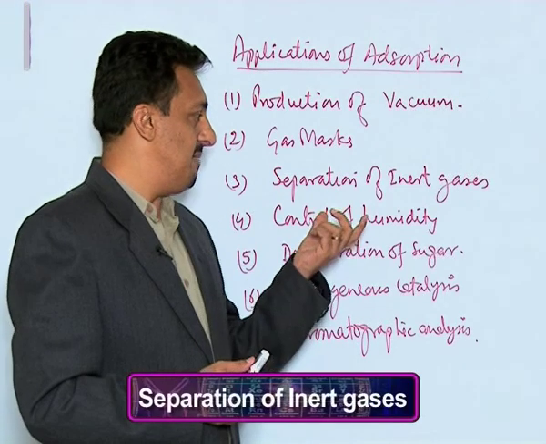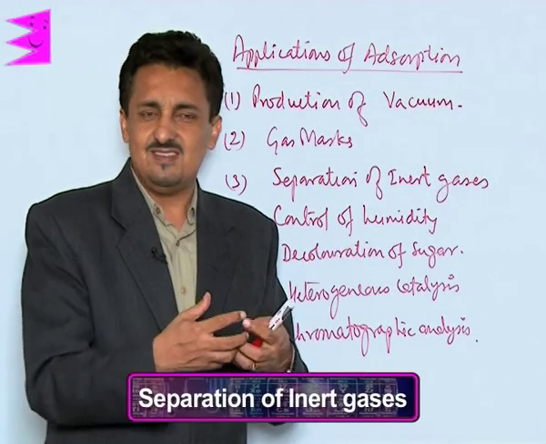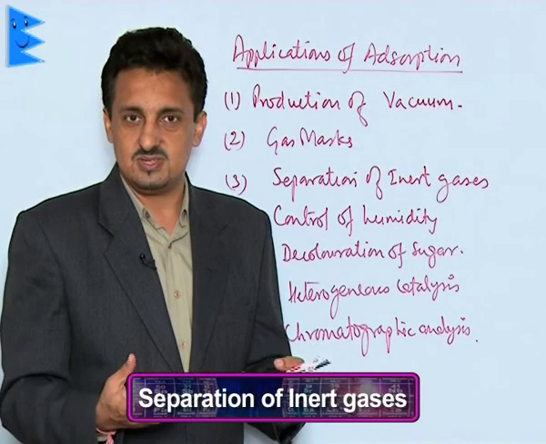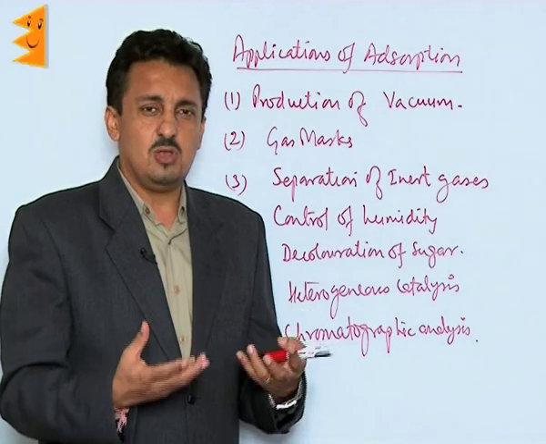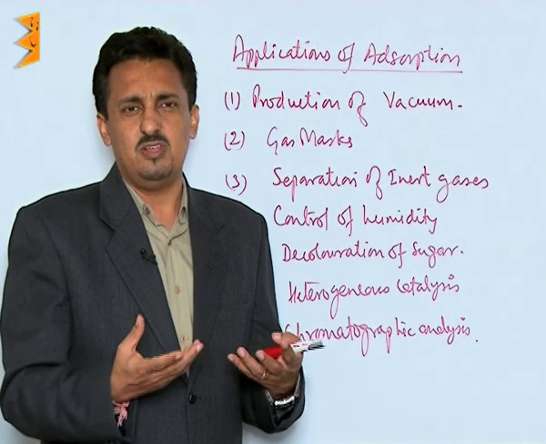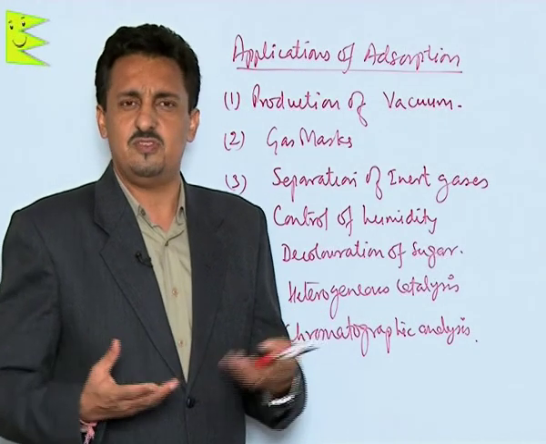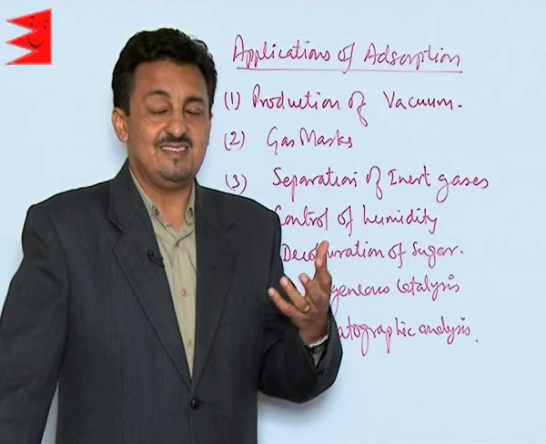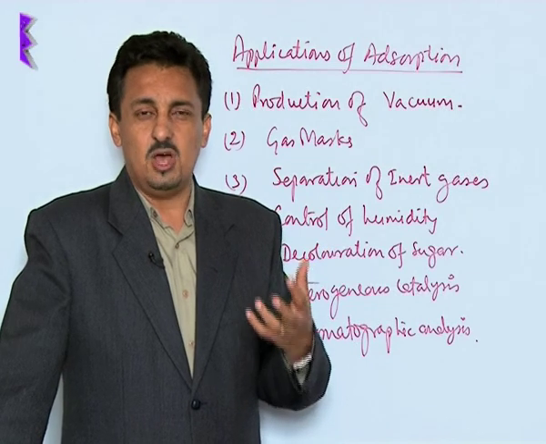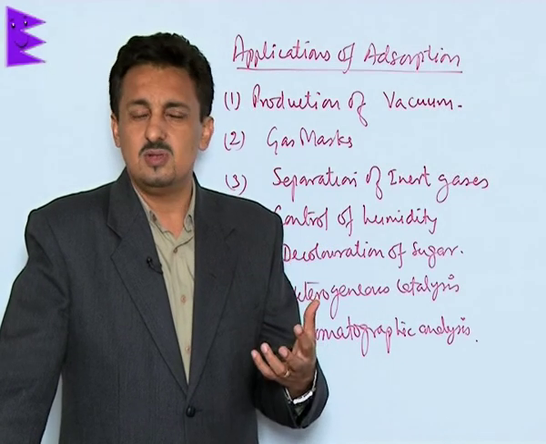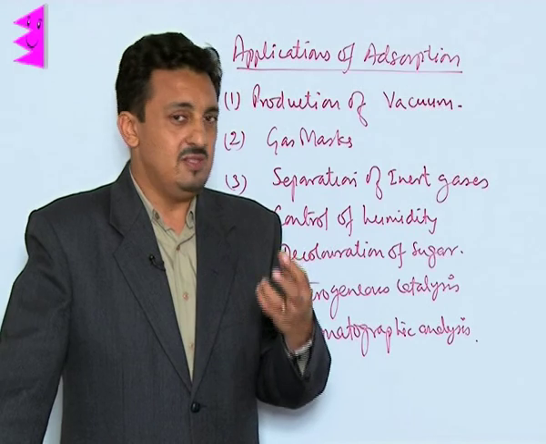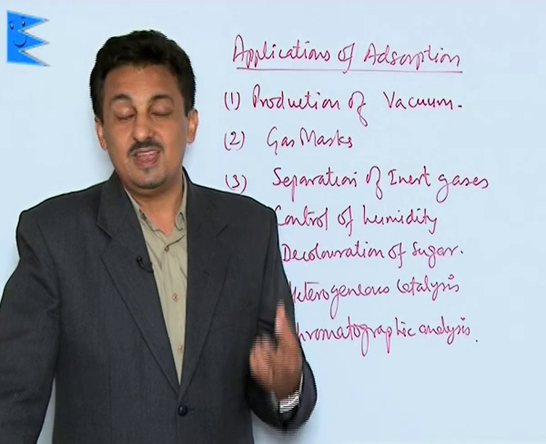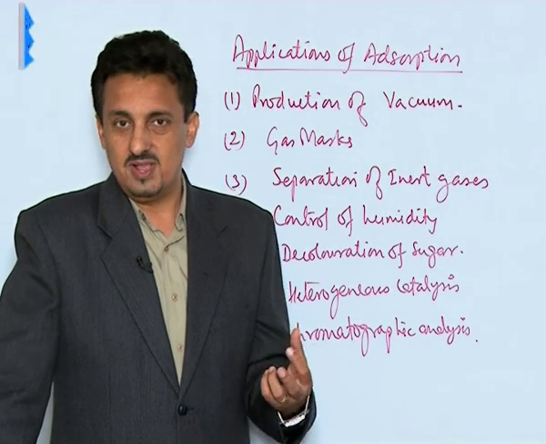Then separation of inert gases. Inert gases don't react, so you cannot separate them by chemical reactions. Secondly, they also cannot be separated with the help of their physical properties, because again they all have almost similar physical properties. So how can we separate them? It is majorly by adsorption. They adsorb differently on charcoal, and on the basis of this adsorption phenomenon, we can separate these inert gases or noble gases.